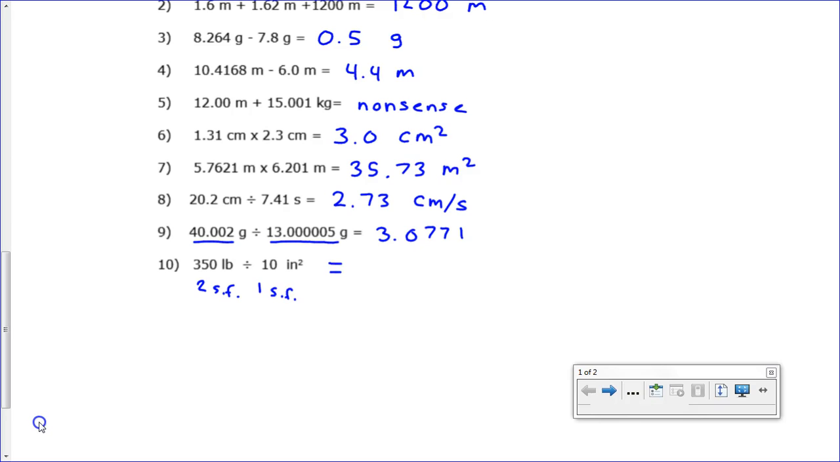All right, we put this in our calculator. 350 divided by 10, you get 35. The problem is 35 has 2 sig figs, so we have to round it just like we would any other number. We go and we cut it off here. That's a 5, so it's going to round up. So 35 is going to round up to 40. All right, and then pounds divided by inches squared gives you pounds per square inch.